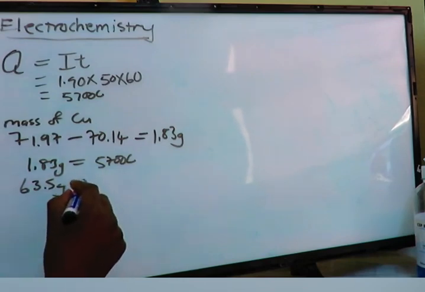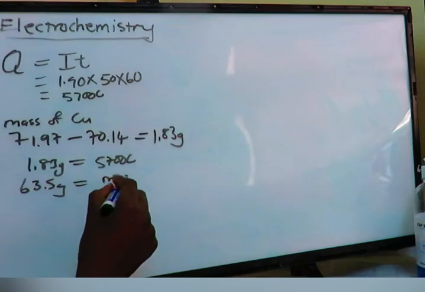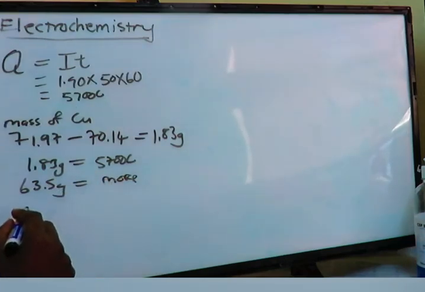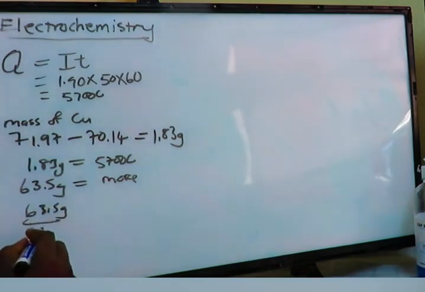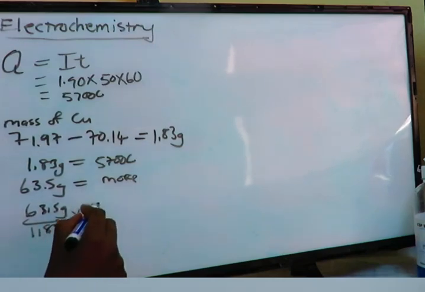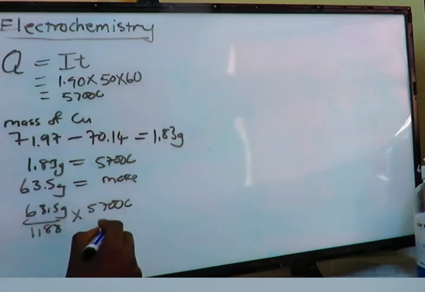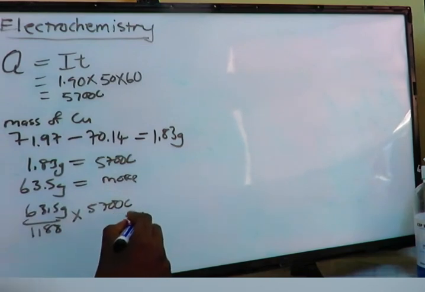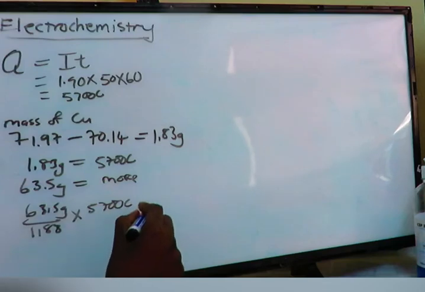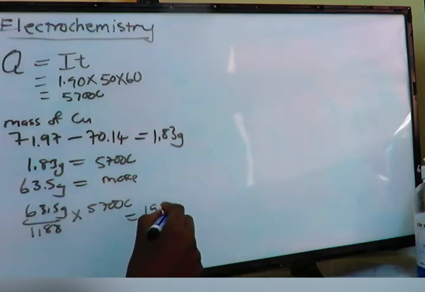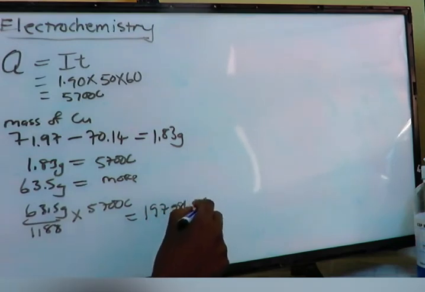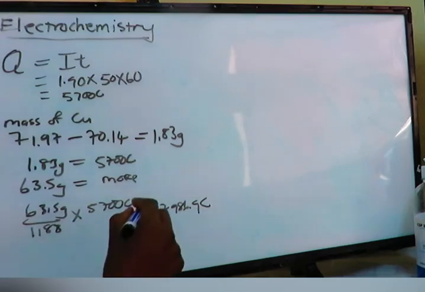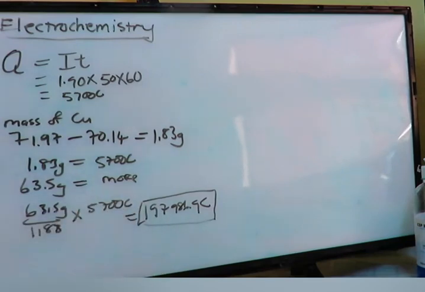So how much in terms of charge? Of course you get more. And if you do the proportion there, 63.5 grams over 1.83 times 5,700 coulombs, you get 197,986.9 coulombs. So this is what you require in order to deposit 1 mole of copper.